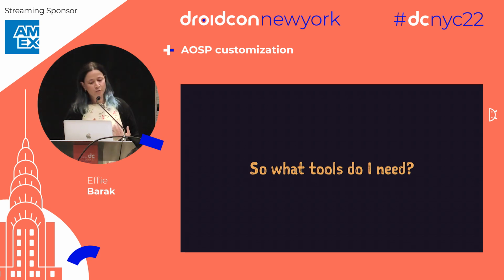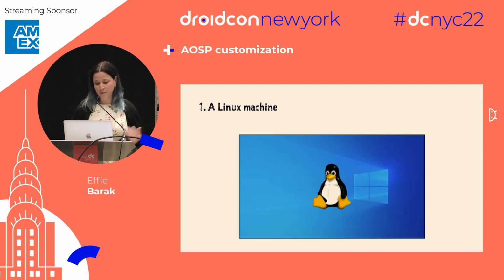So, what tools do I need to get started with writing my own AOSP code? The first thing we need is a Linux machine. No other operating system is supported. However, I put the Windows WSL signal here. It is possible to build on WSL. It is, however, not possible to run the emulator from WSL.